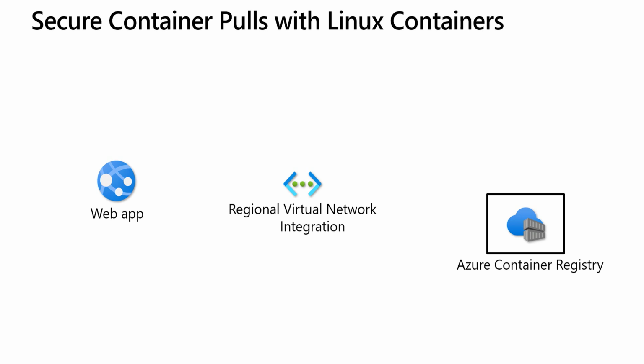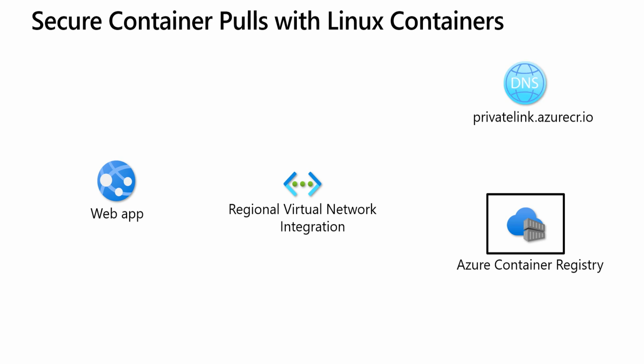So we've got the basic building blocks that I think a lot of folks are familiar with. You've got an app running on Linux App Service. It's connected to a virtual network. Similarly, you've got your container inside of the Azure Container Registry. And now the thing is we want to connect all the dots and make that work.